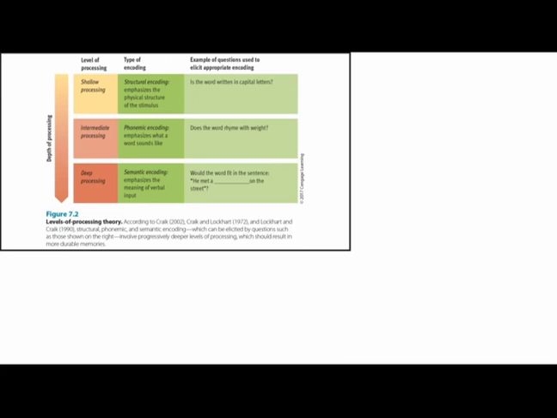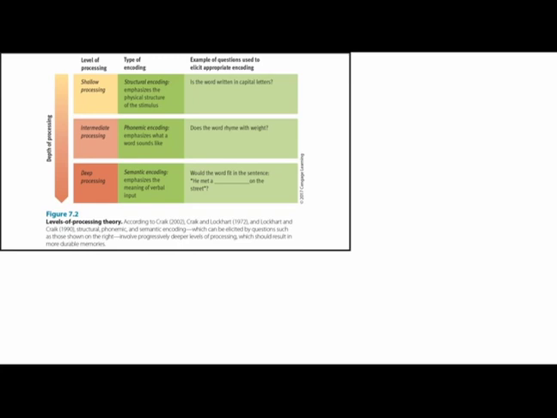That comes in for our deep processing. So this is the most intensive type of processing. This would be like semantic encoding. And again, semantic just means meaning. So we would emphasize the meaning of that word. So they would ask you, does the word fit in this sentence? So then you have to understand what the word means and how it relates to other things.